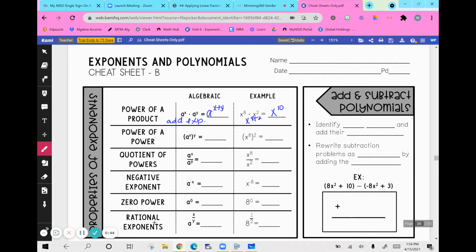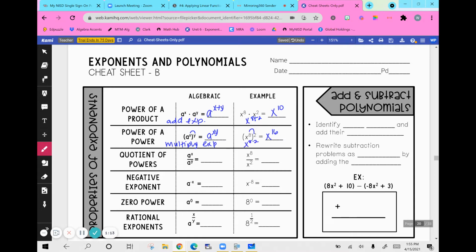And then power of a power. So this is when you're taking it and you're raising it to the power. So you actually multiply these. So this would be a to the xy power, or x times y. So you multiply exponents. So what that looks like here is that we would say 8 times 2. So we would get 16. So x to the 8 times 2.